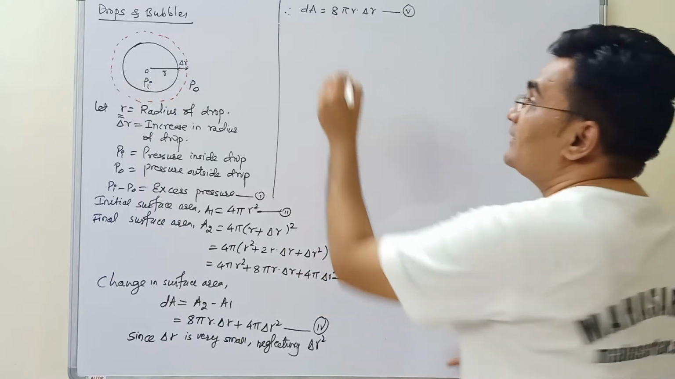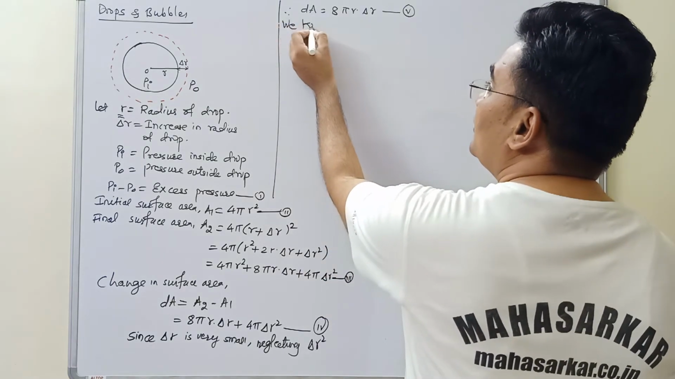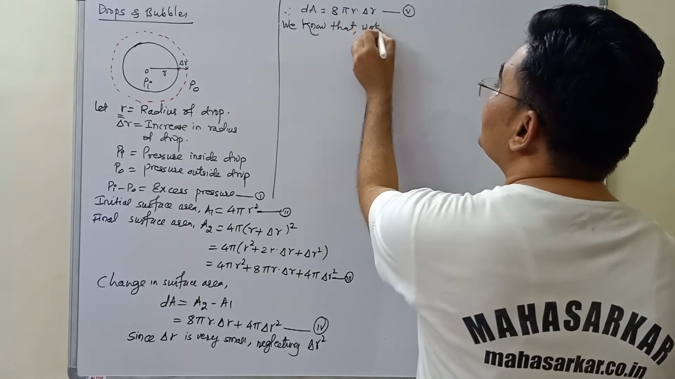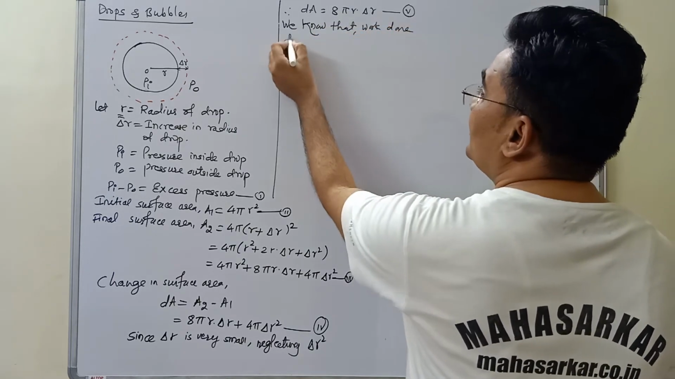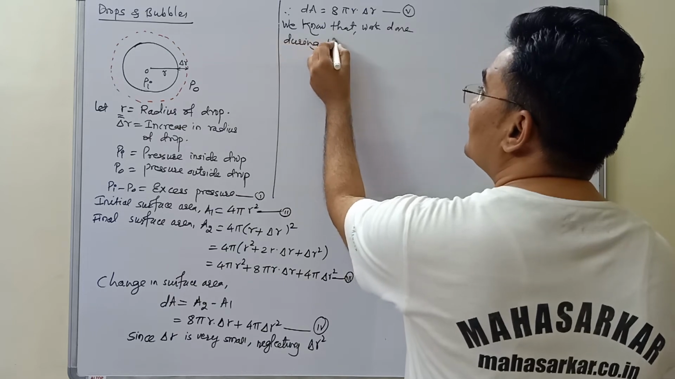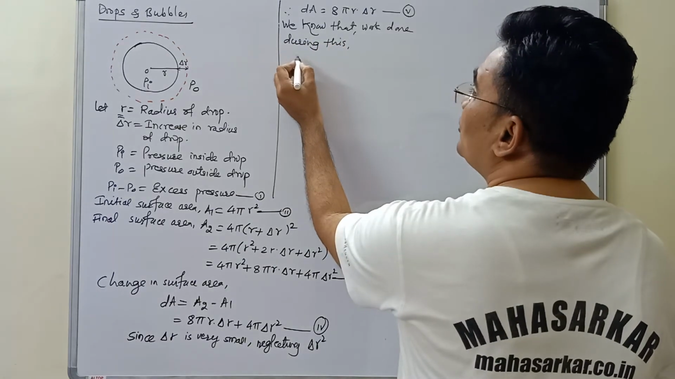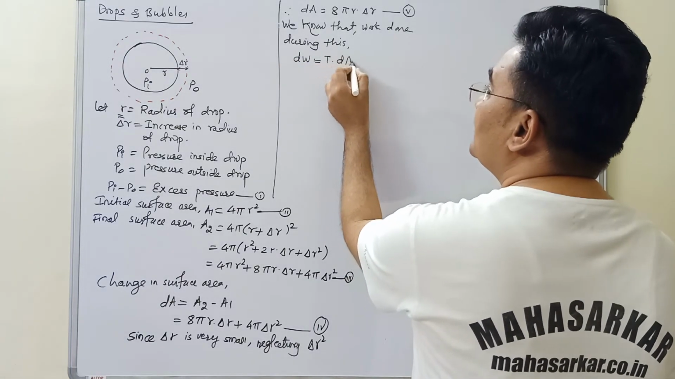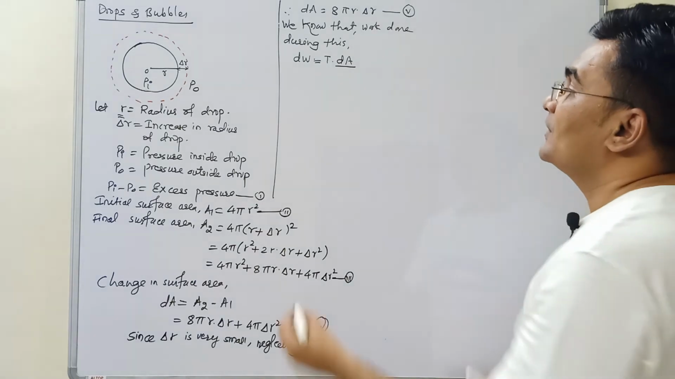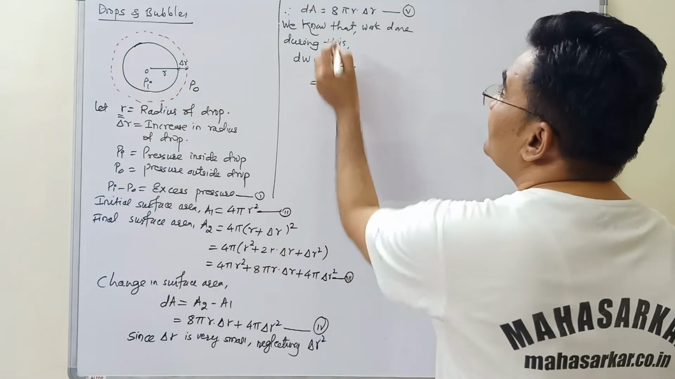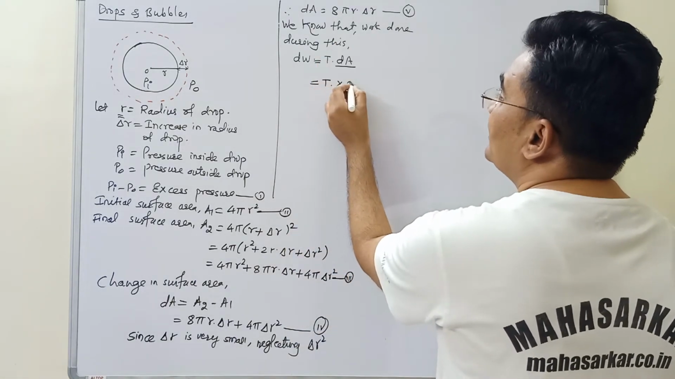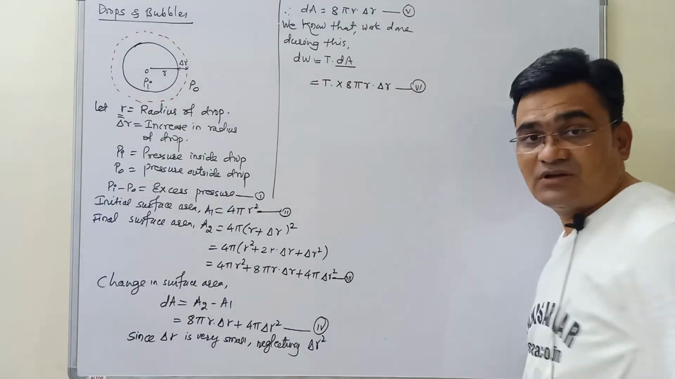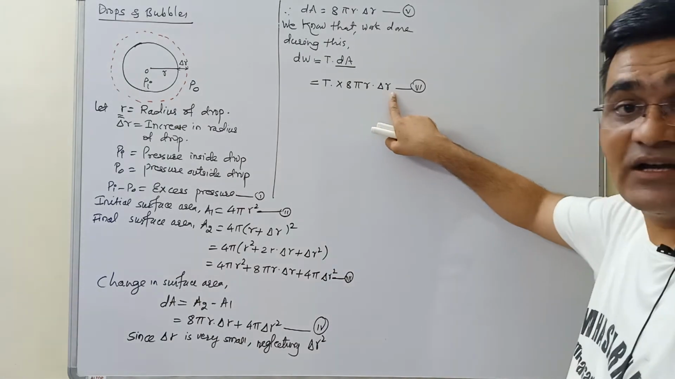Then we know that the work done during this is given by, how to write work done? If you remember, dW equals T into dA. Substitute the value of dA. So it is T into, what is dA? Then I will write 8 pi r into delta r. So this is equation number 6. T into 8 pi r delta r.